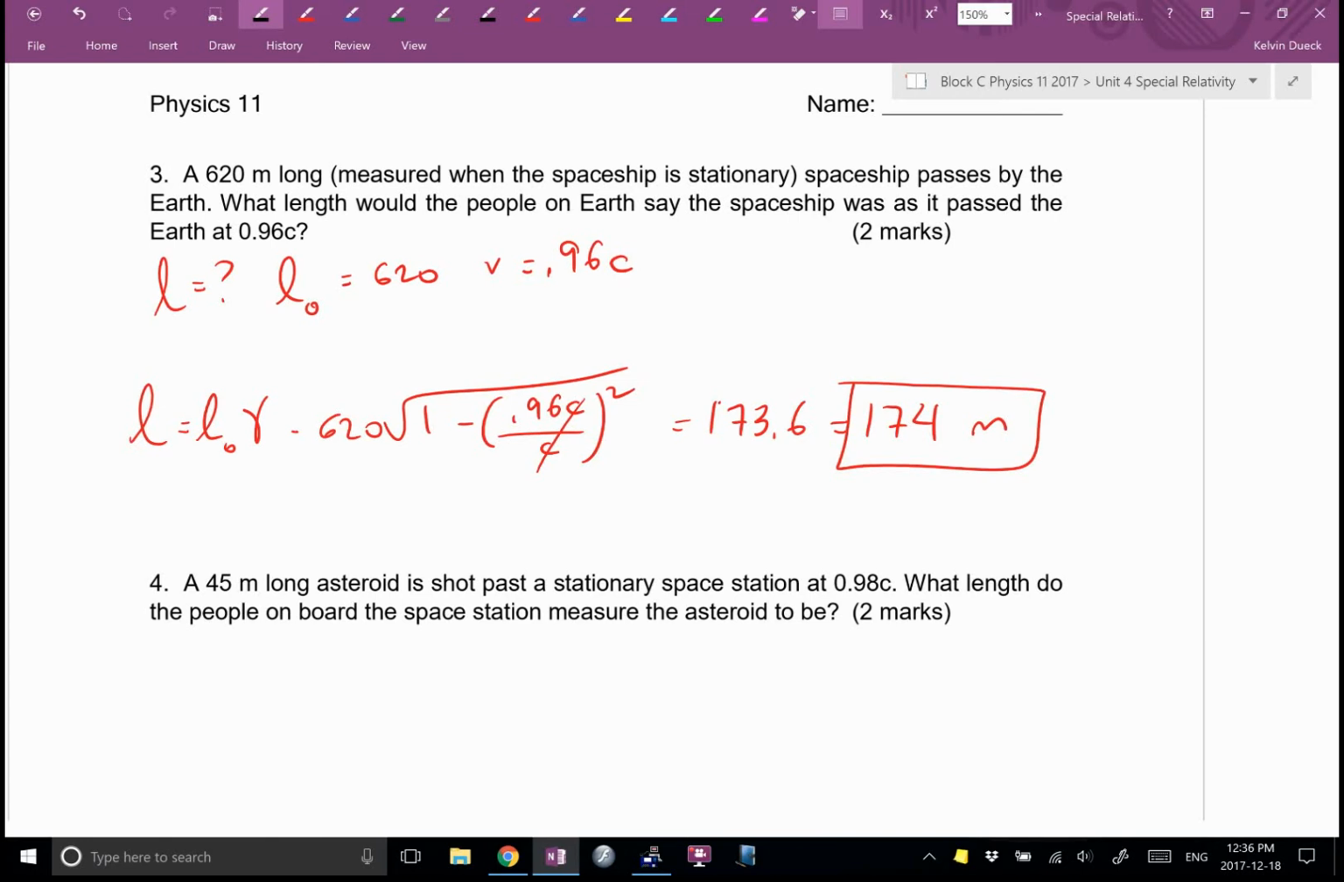2 out of 2 if you had 173.6, 174. Half mark off if you forgot the units. Otherwise, I would probably do something like this. I would probably do half mark for the equation, 1 mark for the numbers, half mark for the answer, or something like that.